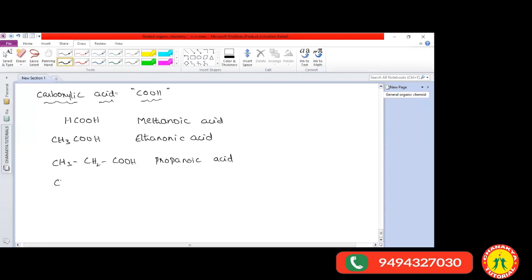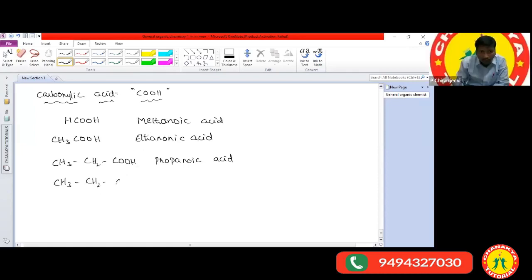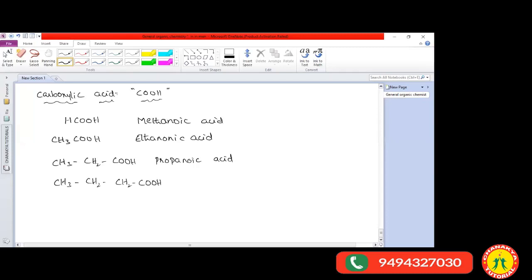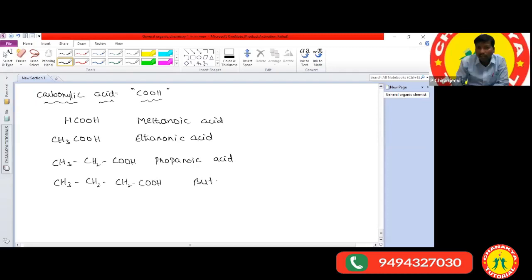Veda, now it is your turn. CH3-CH2-CH2-COOH. What is the IUPAC name of the given compound? Butanoic acid. Very good. So it is butanoic acid here.